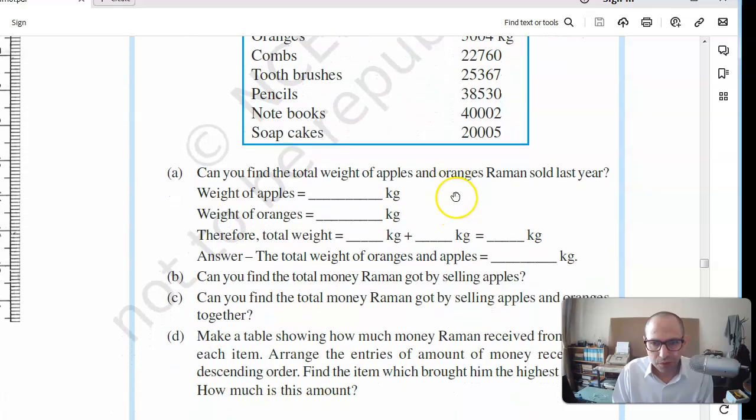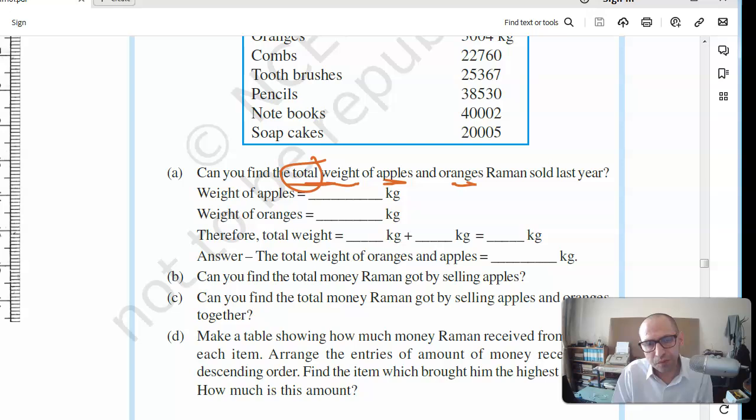Now, what we want to do here, the first part of this question: can you find the total weight of apples and oranges Raman sold last year? The total weight of apples and oranges. When we have the word total here, what that means is that you want to add things up in order to get the total. For example, you had 5 kilos here, 10 kilos there, 6 kilos there, and you want to know the total weight of what you sold.